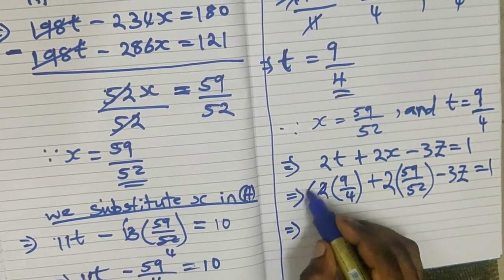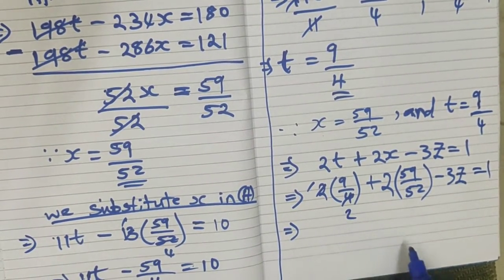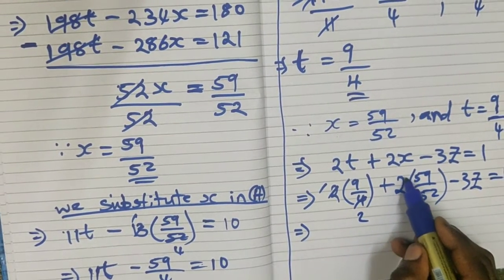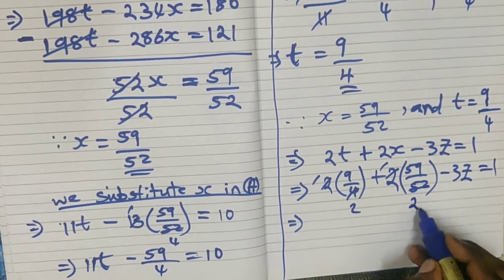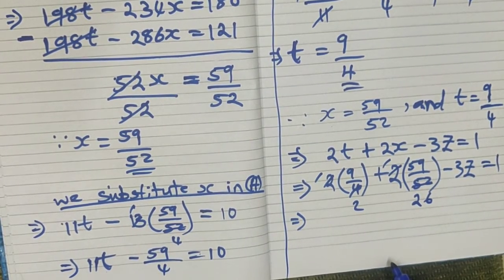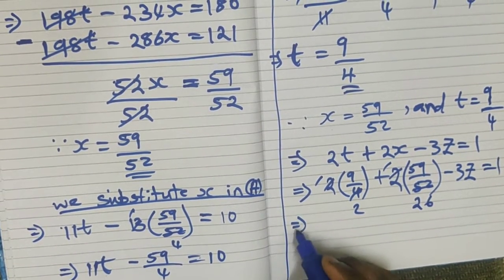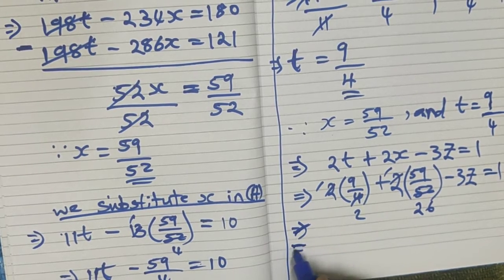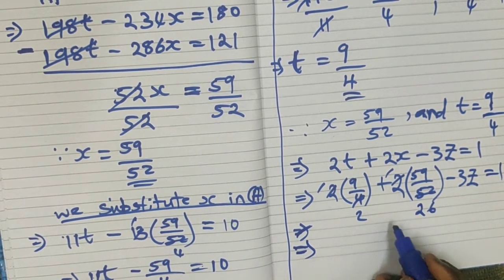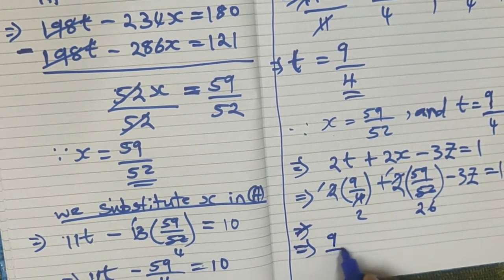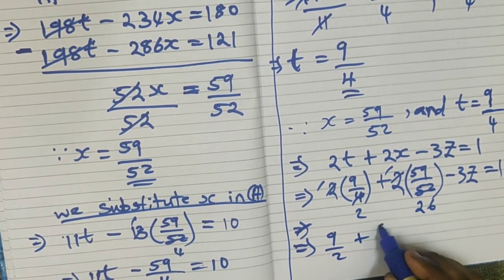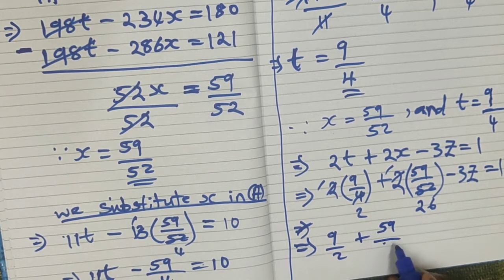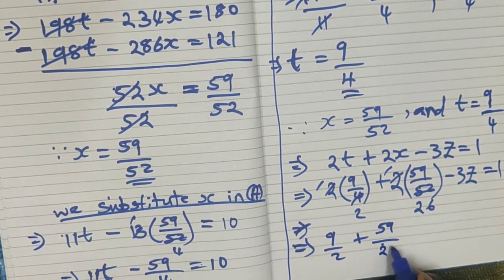So 2 can cancel here 1, 2 can go into 4, 2 times. This is the same here, 2 can cancel here 1, 2 can go into 52, 26. So we are left with what? 9 on 2 plus 59 on 26.